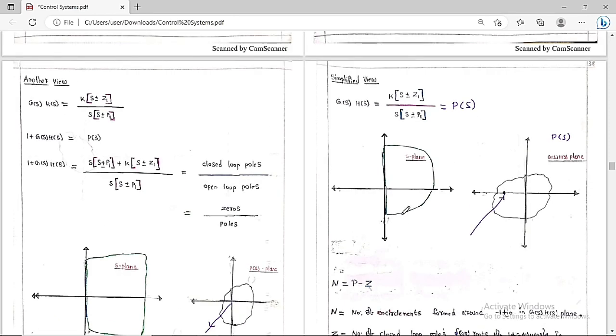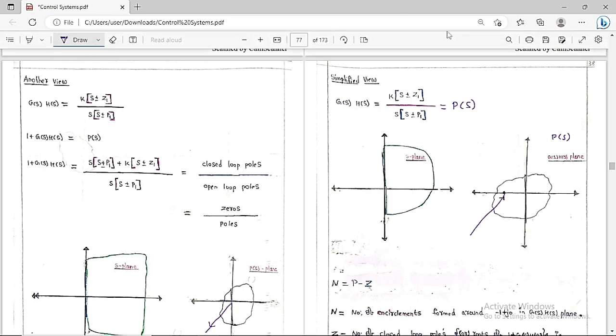In this G of S H of S plane, this is called the numerator and this is called the denominator. Numerator roots are called the zeros and the denominator roots are called the poles. So basically these are open loop poles and these are the open loop zeros, because it's an open loop transfer function.